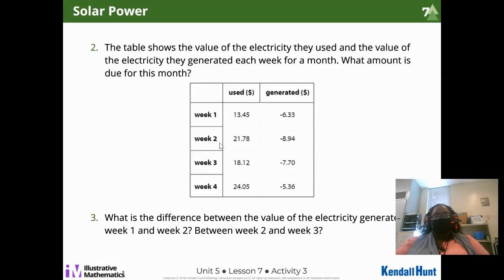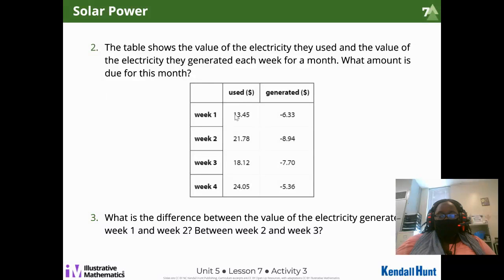Question 2 says the table shows the value of electricity they use and the value of electricity generated each week for a month. What does the amount do? Again, guys, I would just go ahead and fill in this chart. I would add another column or just put an equal here to find out the total for each week.